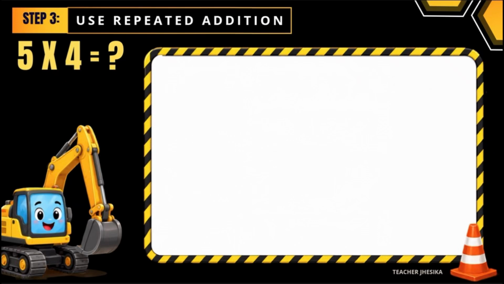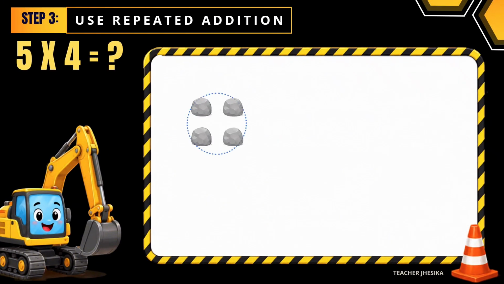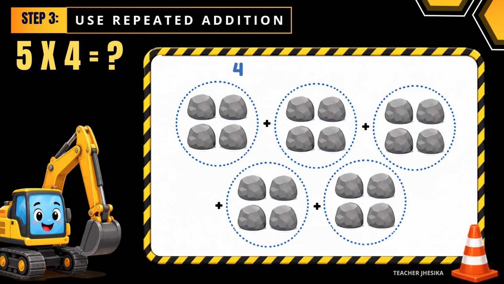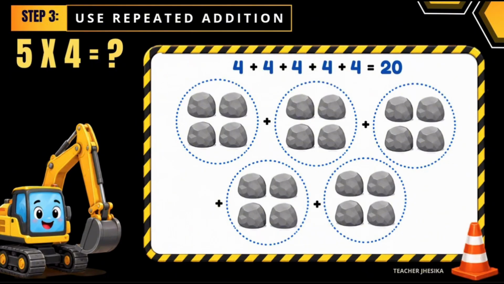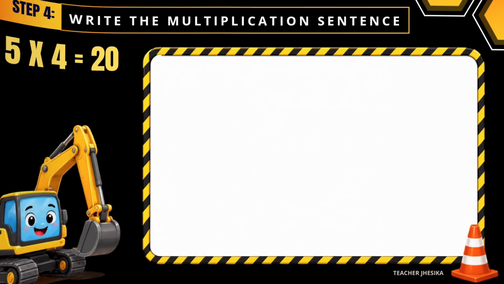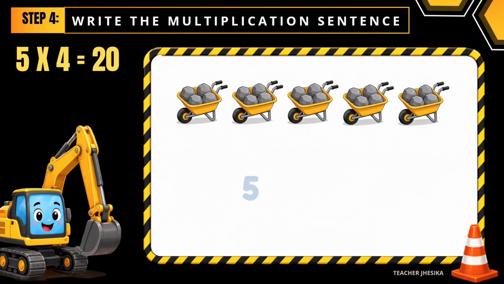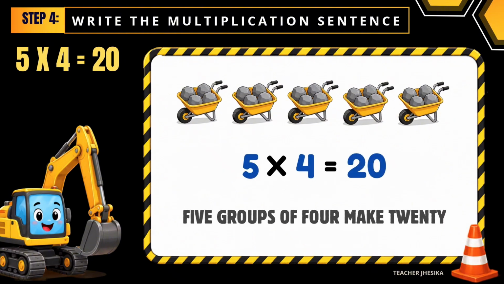Step 3. Use repeated addition. Each group has 4 rocks. Now let's add the rocks in all groups. 4 plus 4 plus 4 plus 4 plus 4 equals 20. So 5 groups of 4 makes 20. That means there are 20 rocks altogether. Step 4. Write the multiplication sentence. We have 5 groups of 4 rocks. We write 5 times 4 equals 20. We read it as 5 groups of 4 makes 20.